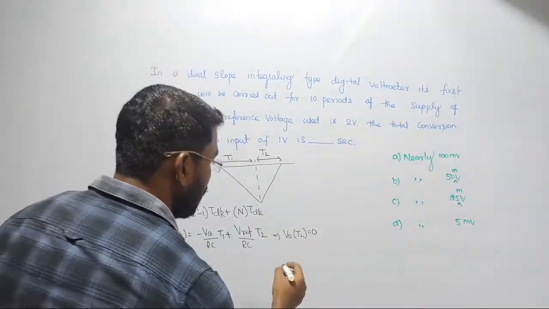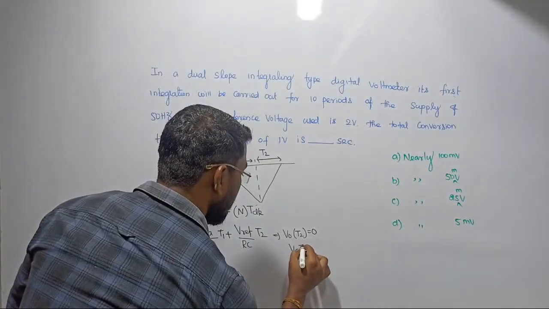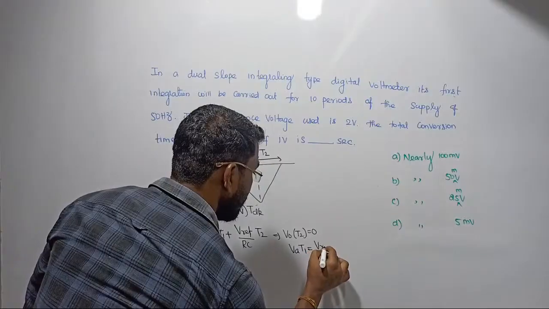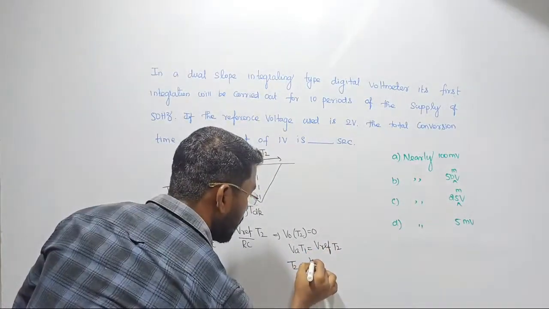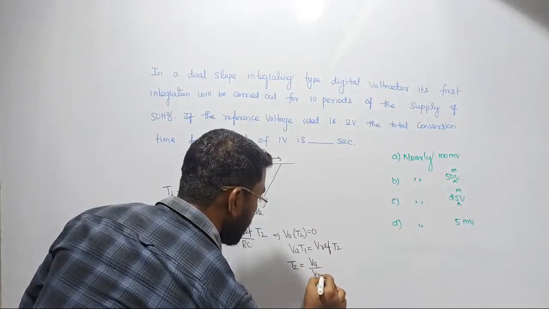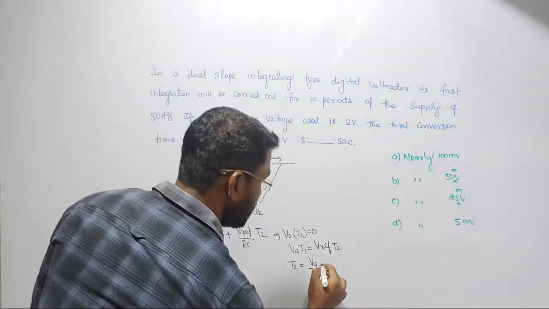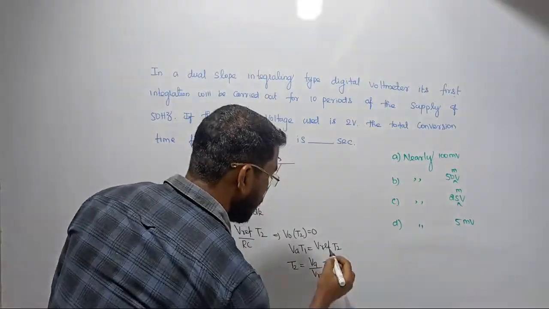From that observation, what we had observed, I wrote that is VA into T1. What we saw, this will become V reference into T2. From this T2, I wrote, T2 can be written as VA upon V reference. I only given this, that is going to be T1, right?